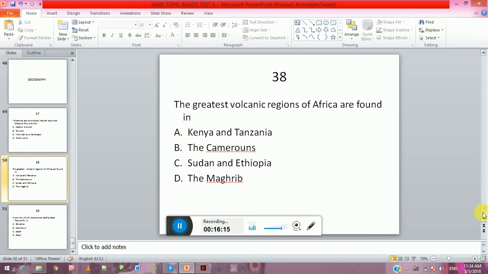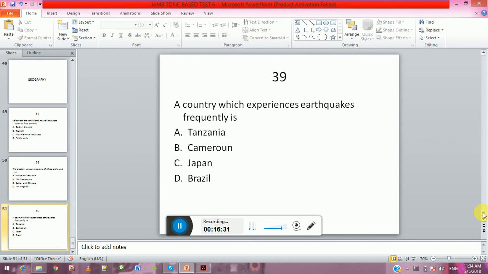The greatest volcanic regions of Africa are found in A. Kenya and Tanzania. B. The Cameroons. C. Sudan and Ethiopia. D. The Maghreb. A country which experiences earthquake frequently is A. Tanzania. B. Cameroon. C. Japan. D. Brazil.